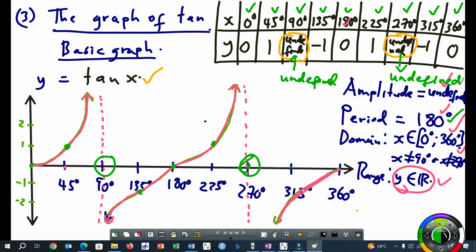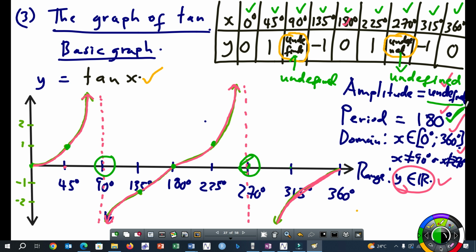Now let's come to the properties. The amplitude of a tan graph is undefined. It's not like sine and cos, because there's no specific amplitude for the tan graph. So the amplitude is undefined. The domain is from 0 to 360, including the 0 and the 360 parts. Period. Okay, period is 180.